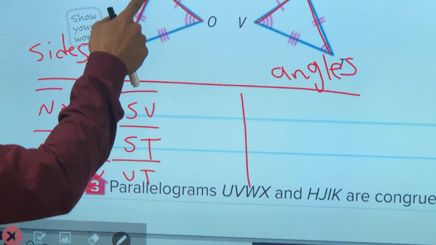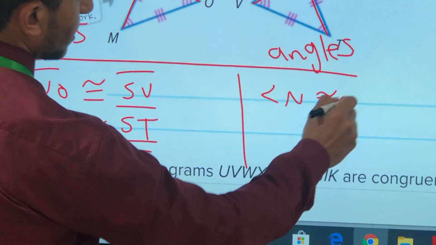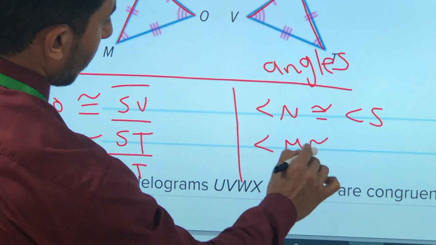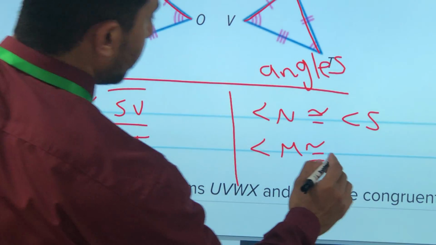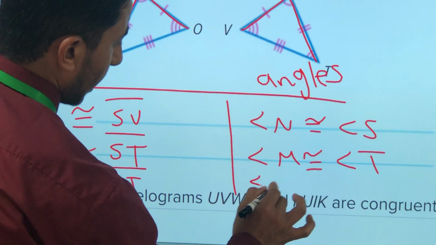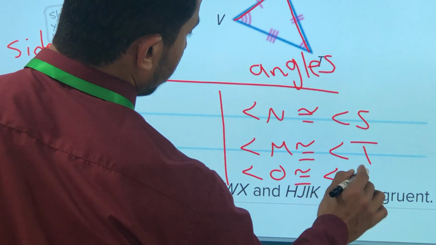Angles. So one arc here, N, so angle N is congruent to angle S. And angle M is congruent to angle T. And the last angle is O. Angle O is congruent to angle V.